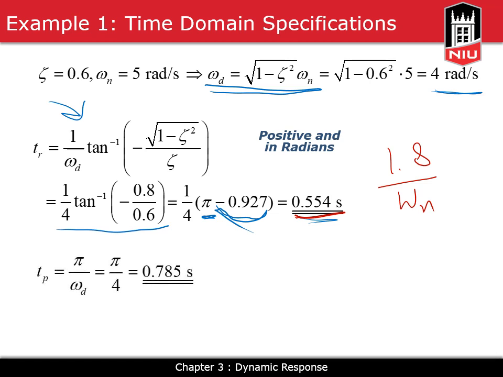Next one is peak time. The formula for that is easier. That's pi over omega d. This is where we use omega d. We found omega d for this one. It was 4, so the peak time is pi over 4. The answer is 0.785. That means we're expecting the step response to reach its maximum value at time 0.785.